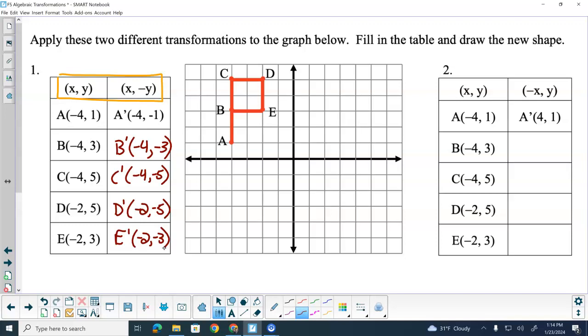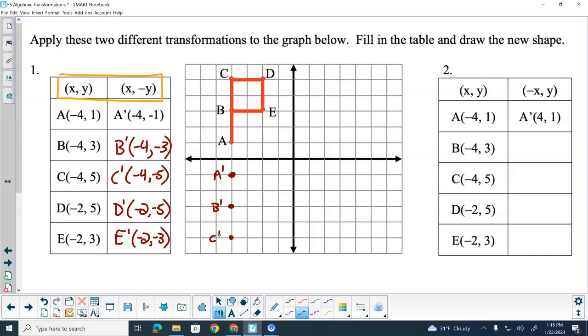So A prime is going to be at -4, comma -1. So that's left 4, 1, 2, 3, 4, down 1. So that's going to be right there, and that's going to be A prime. B prime is going to be left 4, down 3. 1, 2, 3. C prime is going to be left 4, down 5. Almost said down 6, down 5.